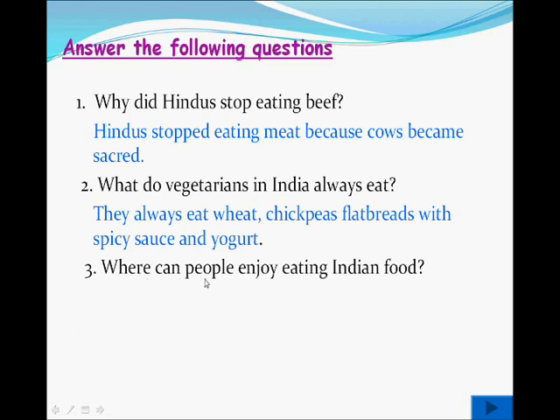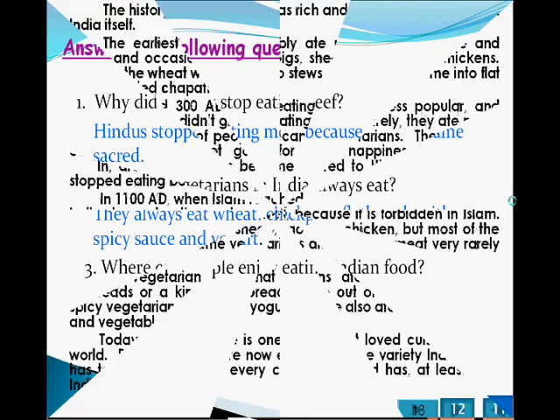Number 3. Where can people enjoy eating Indian food? So here my key question word is where. So remember, in number 1 we had why, we're looking for a reason. Number 2 we had what, we're looking for things. And number 3 we have where, so we are looking for the place. Where can people enjoy eating Indian food? So where, the place. Okay, let's go back to the text and find the answer.